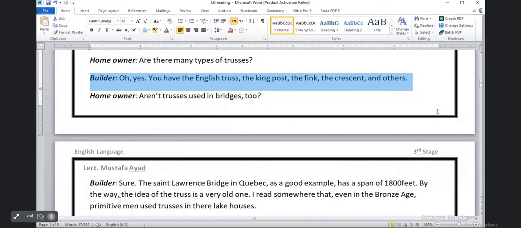Oh yes, you have the English truss, the king post, the fink, and the crescent. Okay, that's fine. So the builder is trying to answer the homeowner's question about the types of trusses. We have English truss, king post, fink, and the crescent. Now, let me show you these types.